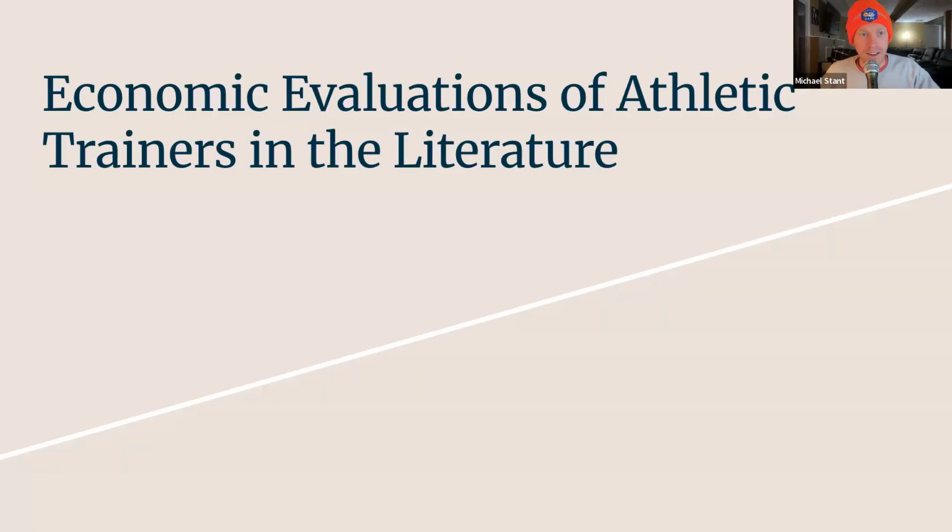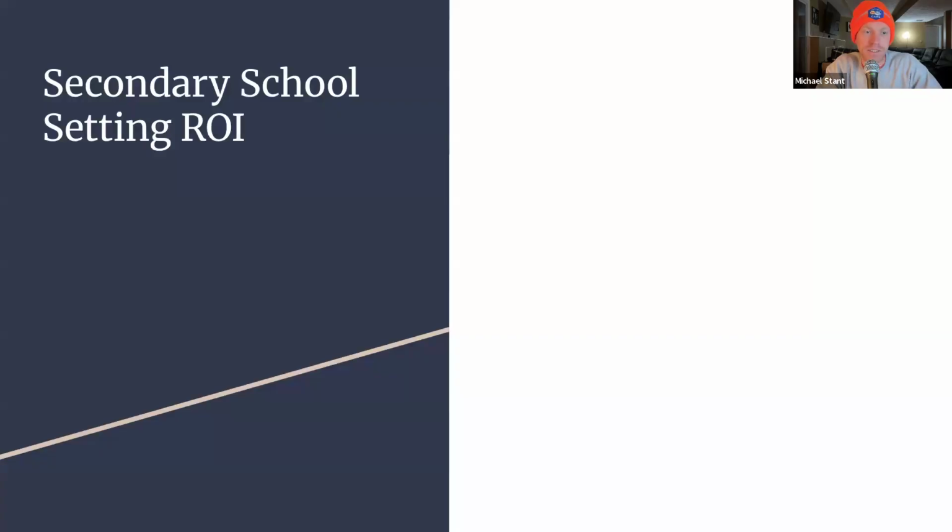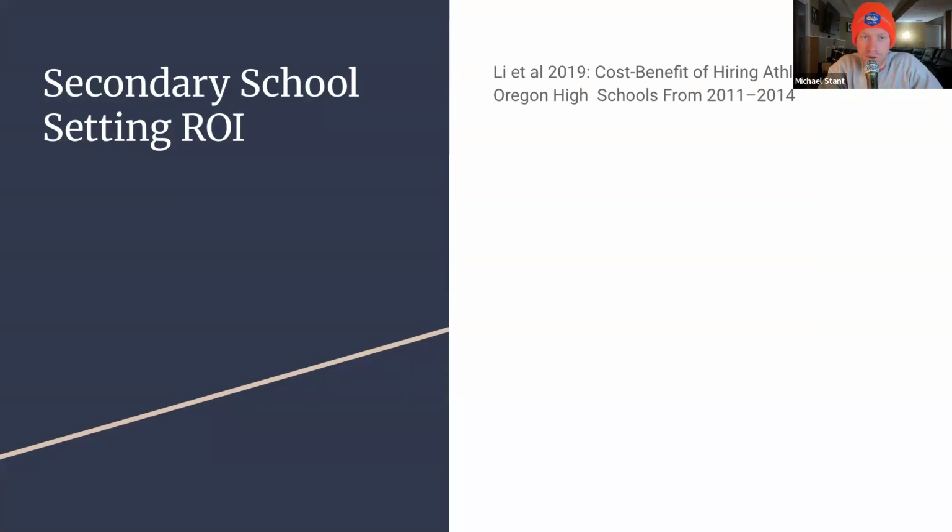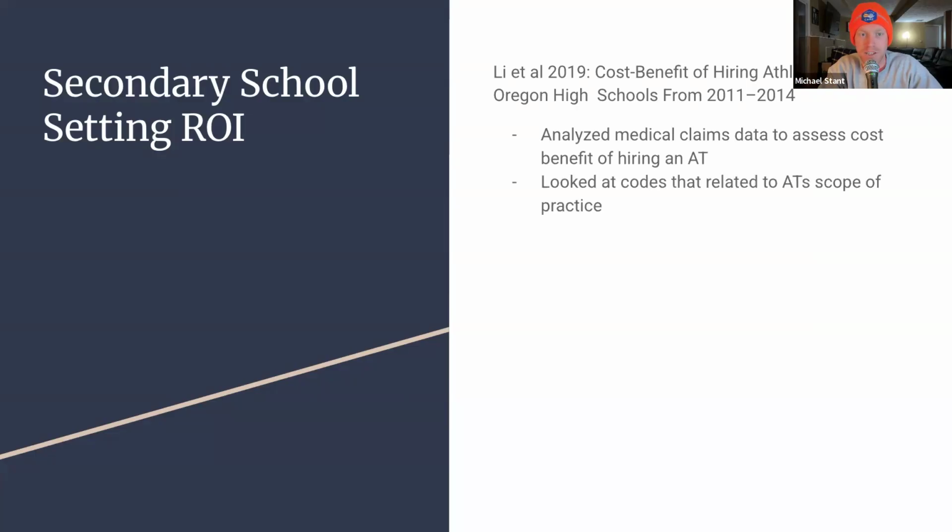Right. So economic evaluation. So what is out there already? I'm actually going to break this down by the most common settings that athletic trainers are in and what research has already been done for them. So in the secondary school setting, Lee et al. 2019 looked at Oregon high schools. Once again, population health data. They looked at medical claims data and assessed the cost benefit of hiring an athletic trainer based on zip codes and where these claims were occurring, and they would have to be high school age sports related population.